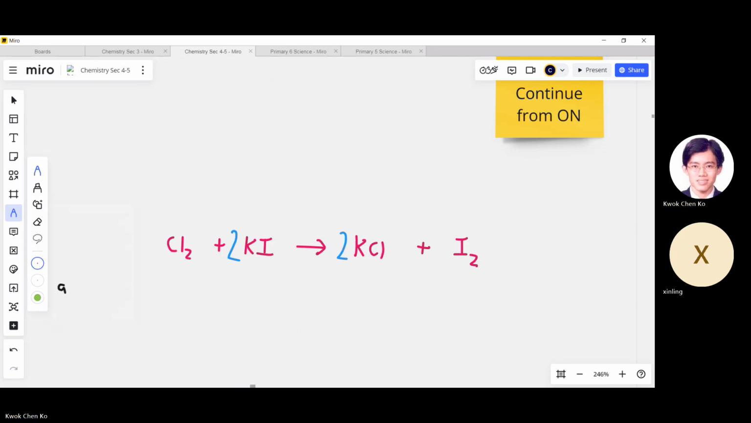Appearance. Cl2. Let me give you the state symbols too. This one, I'll write it down later. Right. Now, Cl2, how does it look? What's the appearance of Cl2? You can describe it as greenish yellow or yellowish green. Yes, obviously.